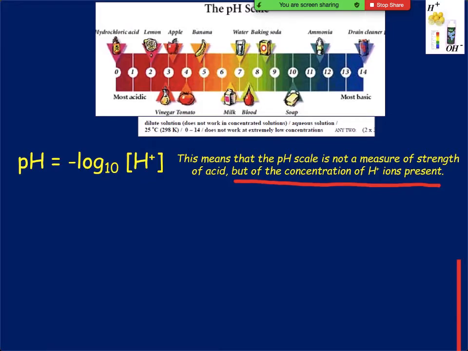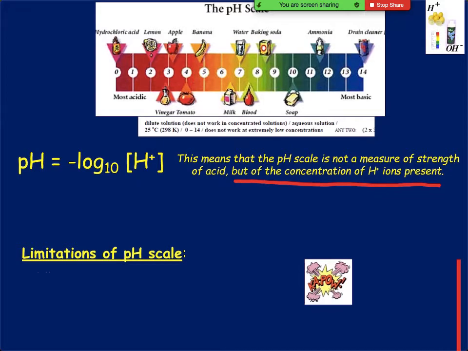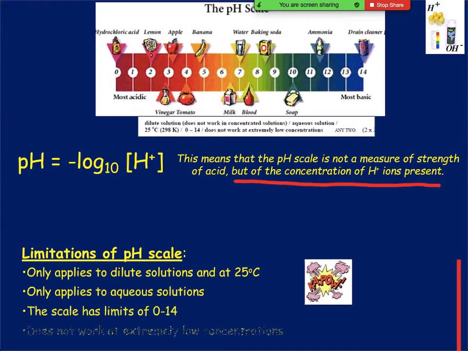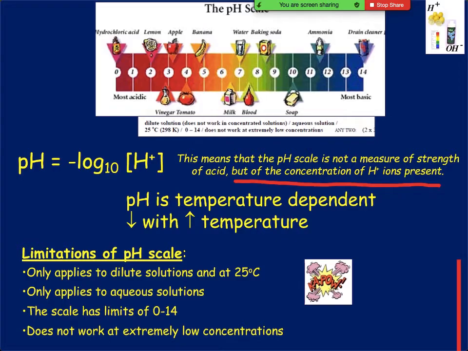pH is influenced by temperature. I don't know, is this going to animate wrong? It is going to animate wrong, isn't it? Yeah. So pH is temperature dependent. But this time, if you increase your temperature, you end up with a decrease in your pH. So pH is temperature dependent. As you increase temperature, pH decreases.